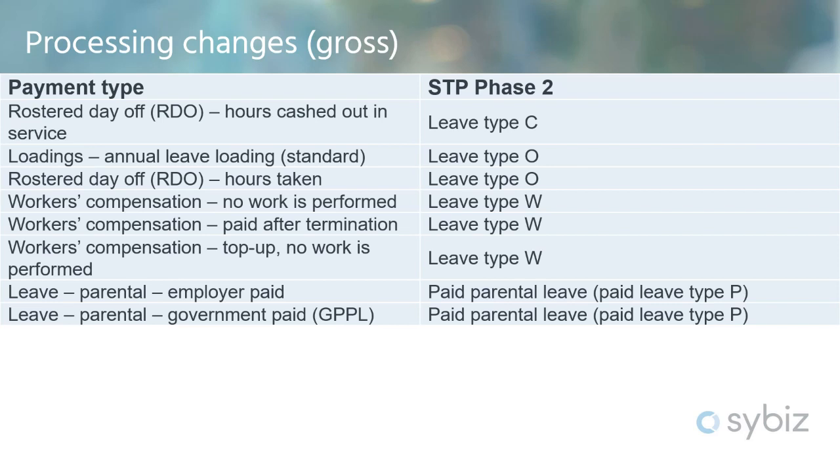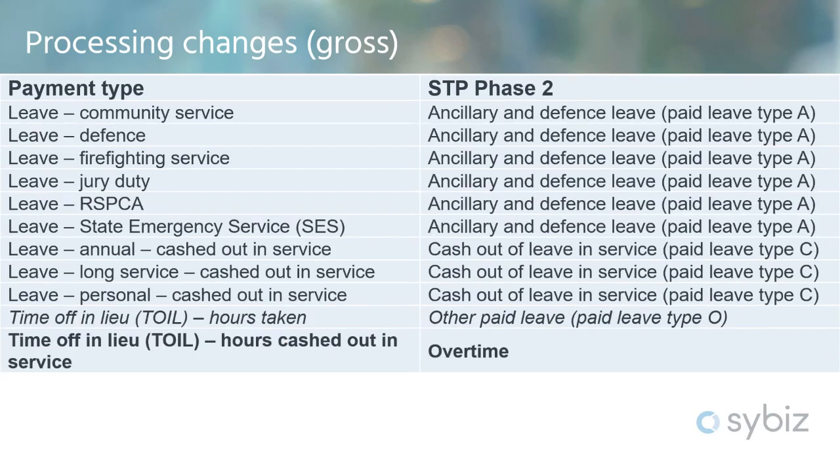And standard annual leave loading, that is leave type O for other, etc., etc. And you do have now specialised leave for paid parental leave, so that's got its own category that does need to be reported separately. Similarly with your ancillary and defence leave, so things like community service, army reserves, and things of that nature. And your cash outs are treated separately as well.